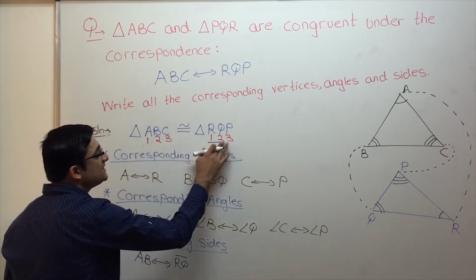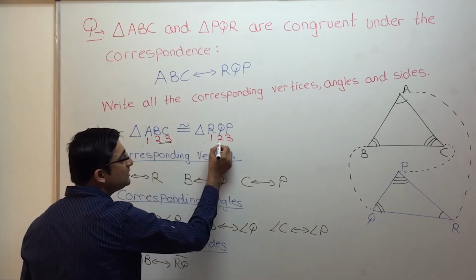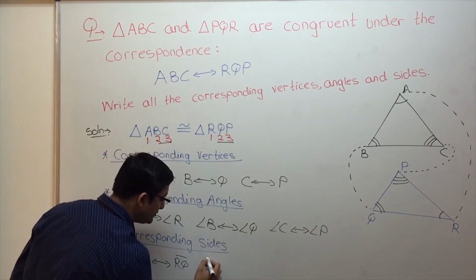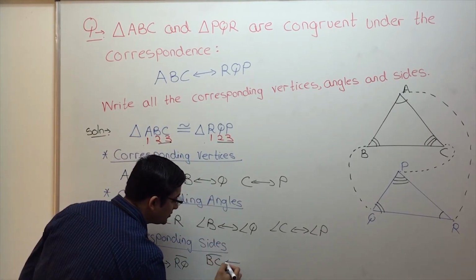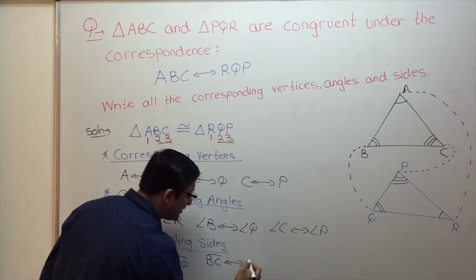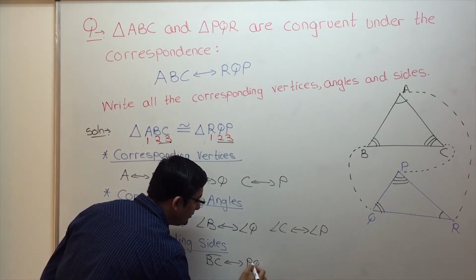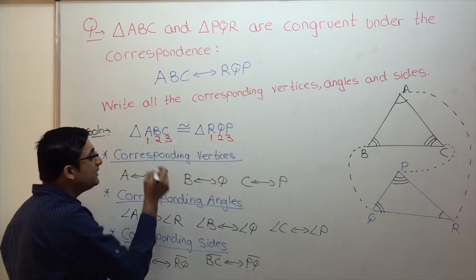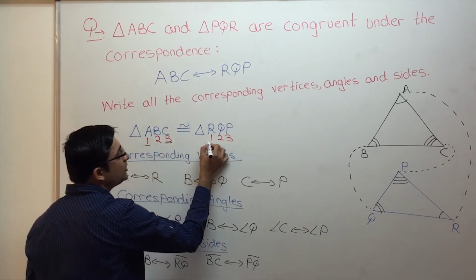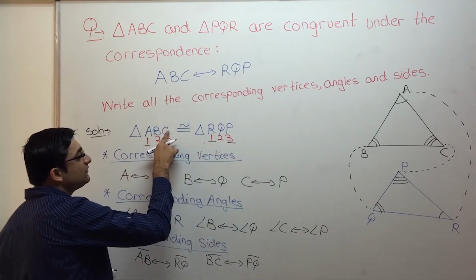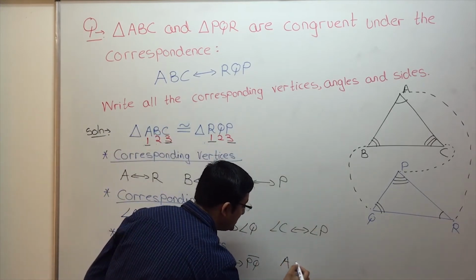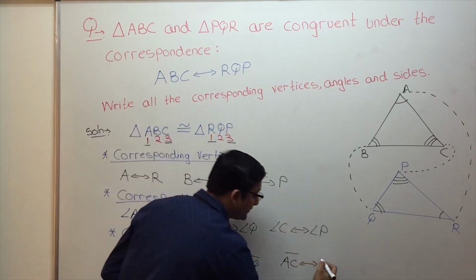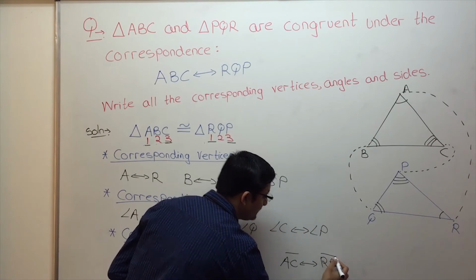Next, first and second letter done. Now the second and third letter corresponds to the second and third letter. What are the second and third letters over here? BC. So BC corresponds to the second and third letter over here, that is QP. Instead of QP I can also write PQ, it's absolutely fine. So we're done with first and second, second and third. One more combination: first and third corresponds with first and third. What are the first and third over here? A and C. So AC corresponds with the first and third letter over here, RP, or PR, your choice.